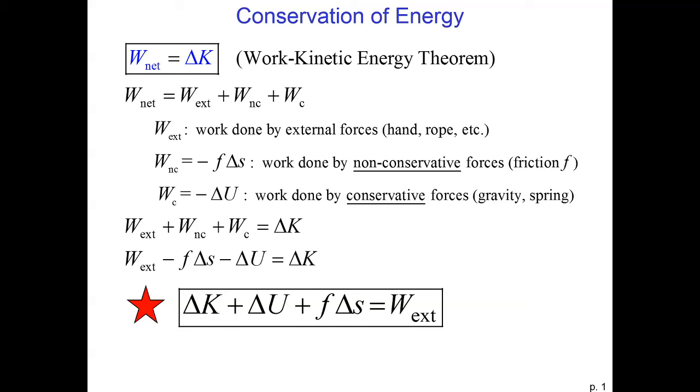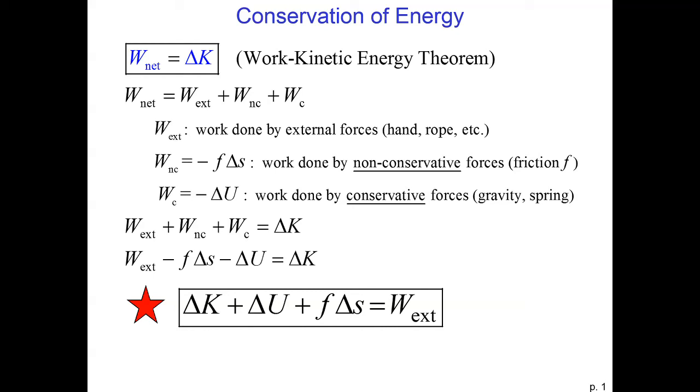And the work done by friction is the friction force multiplied by the displacement. We also have the work done by conservative forces, which for our purposes is gravity. So here we will use the change in potential energy times -1 to get the work done by gravity. We will rearrange this to show that the change in kinetic energy plus the change in potential energy plus the work done by friction is equal to the external work done on the object.